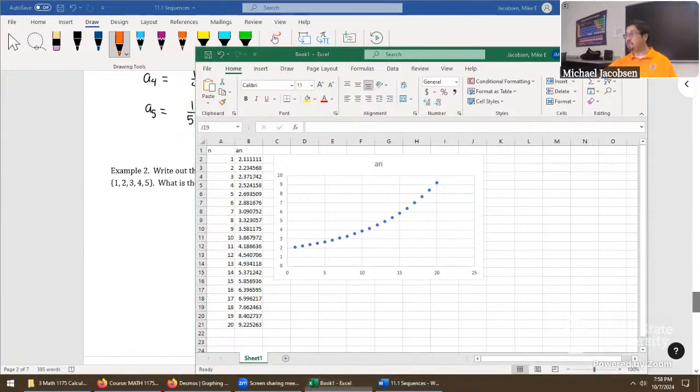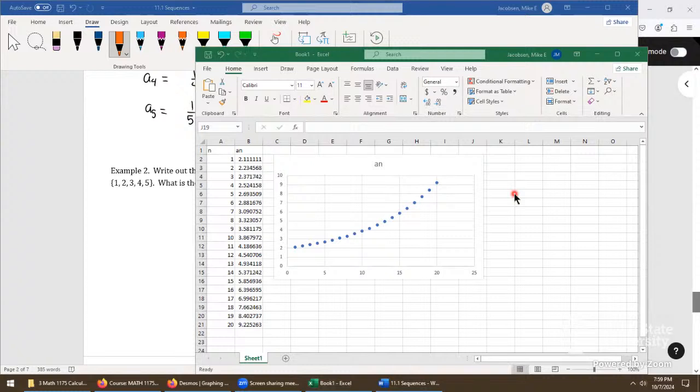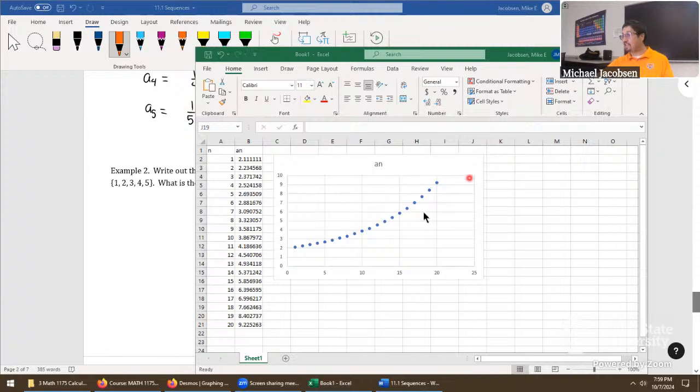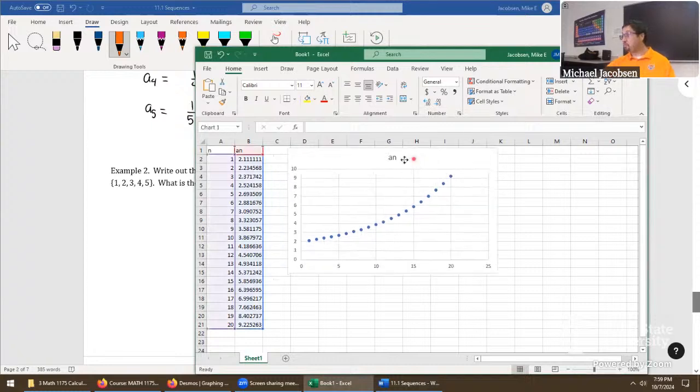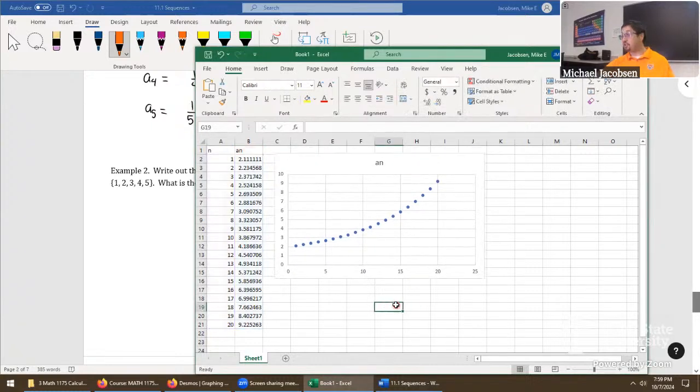Any volunteers on Zoom? I'd say it would diverge to positive infinity. Yeah, I totally agree. Awesome. Thanks for that, Chris. This looks like a totally divergent pattern. But these things can be kind of deceiving to us. So what we need is some limit laws to help us out for sure.